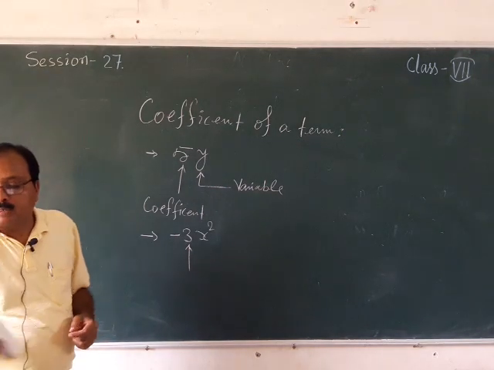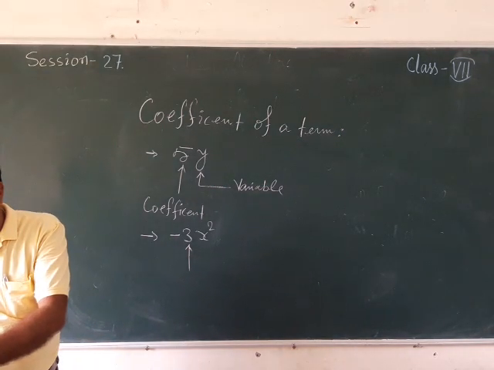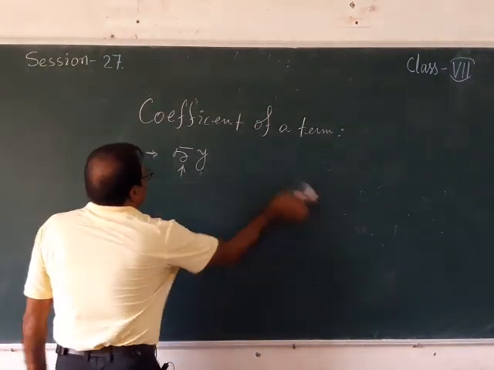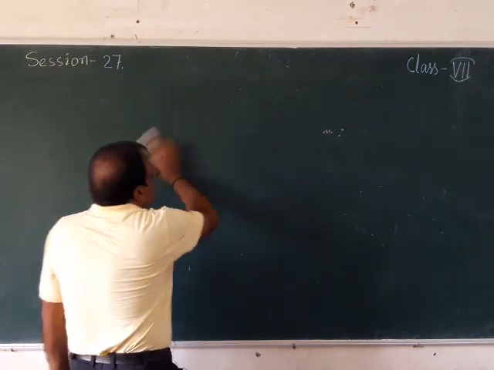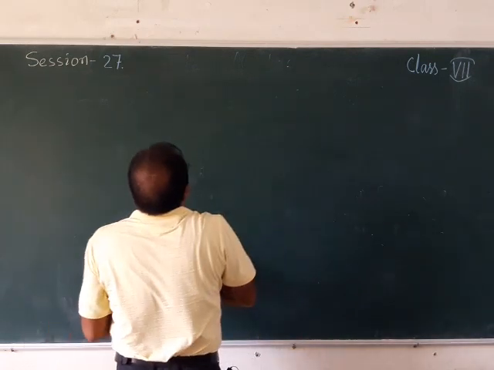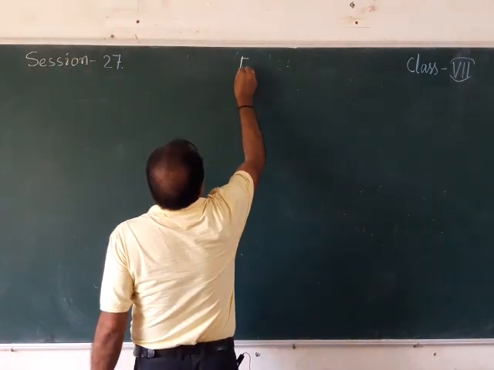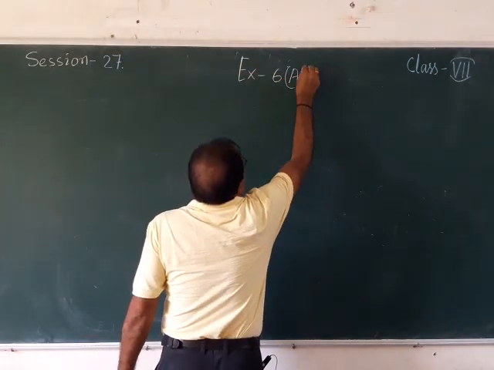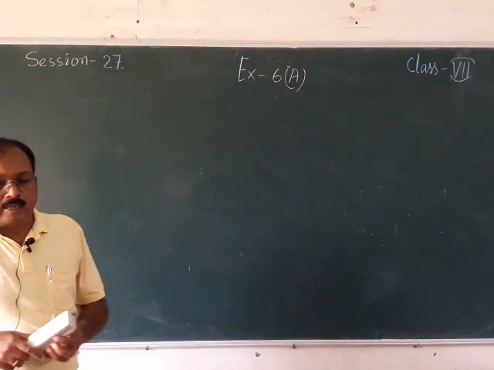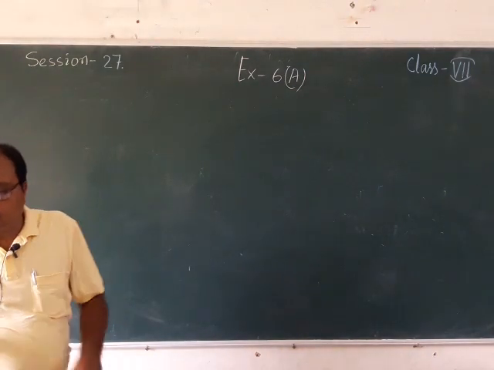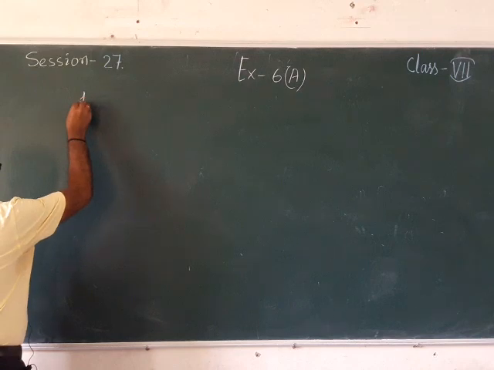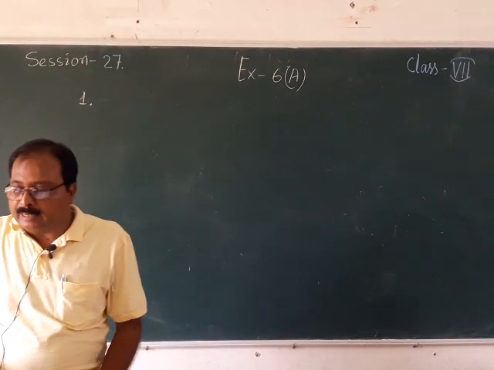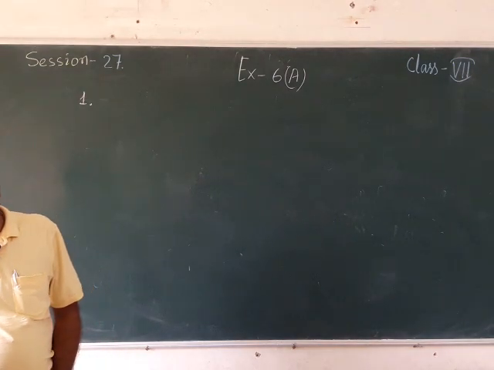Okay. Now coming to exercise 6a, we will discuss a few more things by looking at the questions. What type of questions are given in your exercise? Let us start exercise 6a. Question number 1 is there. In question number 1, identify the variables and constant in the following algebraic expressions.